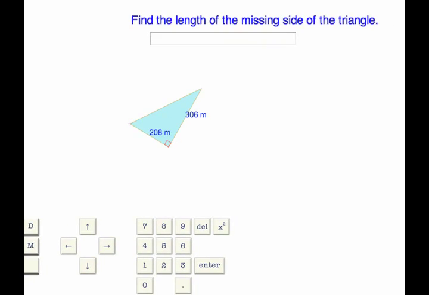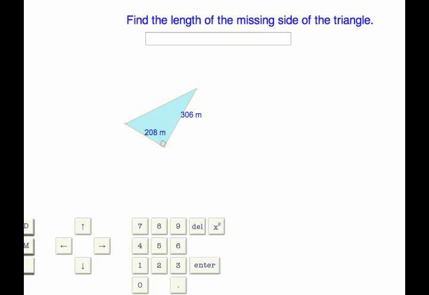All right, here's a question. Find the length of the missing side of the triangle. We're given this right angled triangle, and one side is 208 meters, the other side is 306. So the missing side is this side. This is the longest side of the right angled triangle.